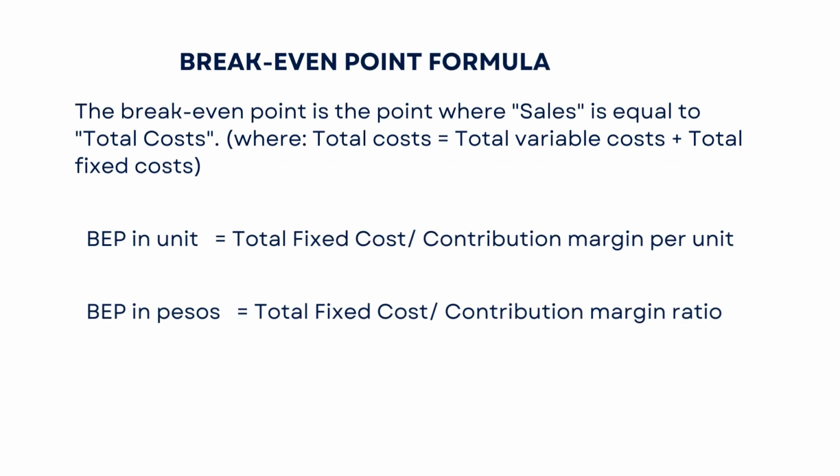So, the formula for that is, the break-even point is the point where sales is equal to the total cost. So, where total cost equals total variable cost plus the total fixed cost. So, ang atong formula is for the break-even points in unit and break-even point in pesos. Break-even point in unit is equal to total fixed cost divided by the contribution margin per unit. And in pesos, we have the total fixed cost divided by the contribution margin ratio.